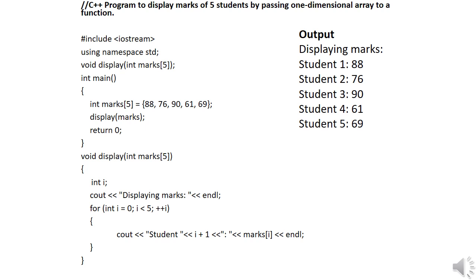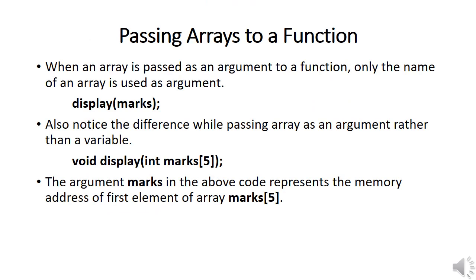The argument marks in the above code represents the memory address of the first element of the array, marks of 5. These are the points that I have explained in the previous slide. You can just go through these points. So C++ handles passing an array to a function in this way to save memory and time.